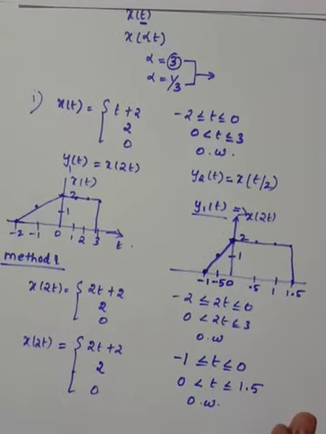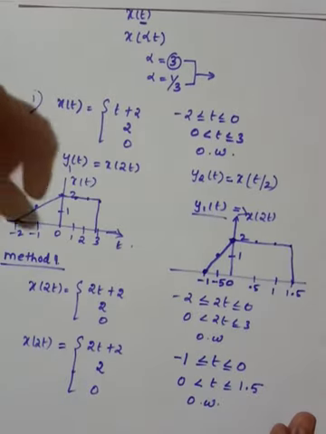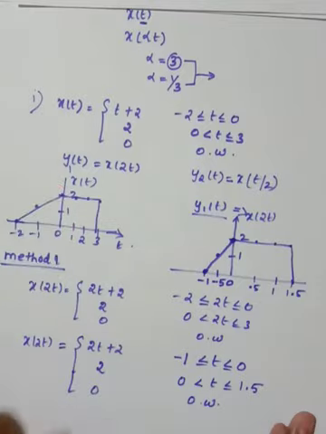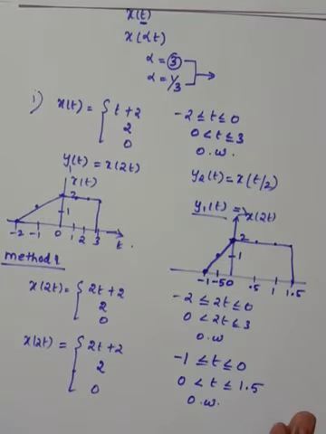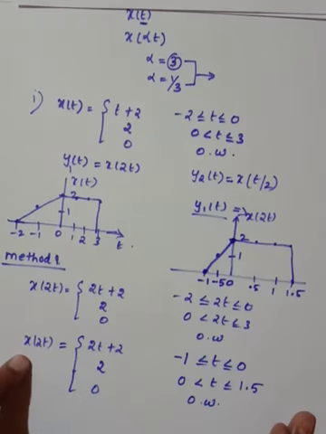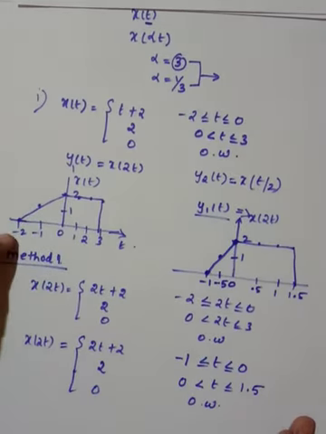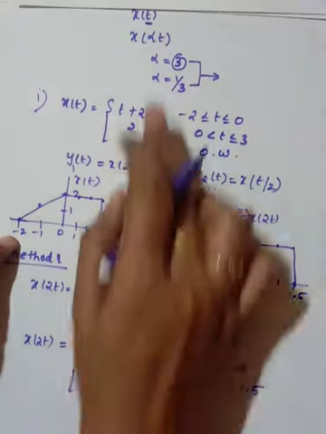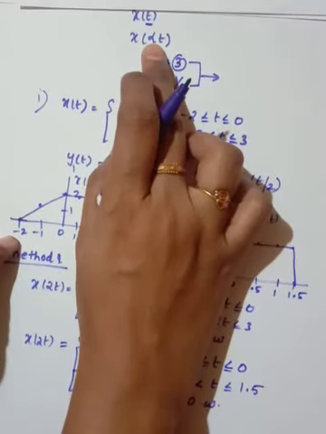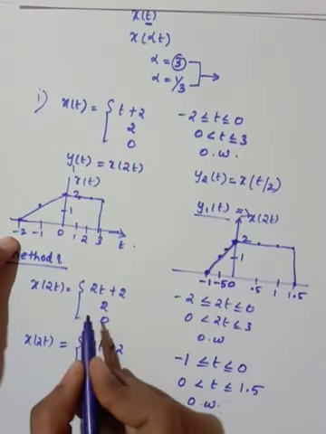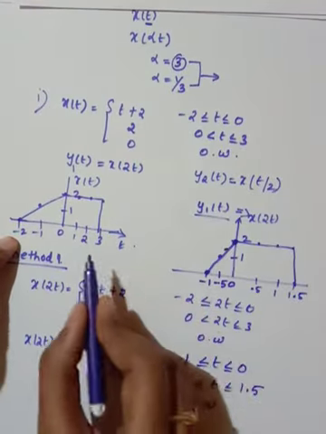In method 2, what we need to do is, without performing these steps, directly convert into this and obtain x of 2t. So in this case, just follow this step correctly. Here you need to consider the scaling value. If it is a whole number, what happens is, before that I want to tell one thing.